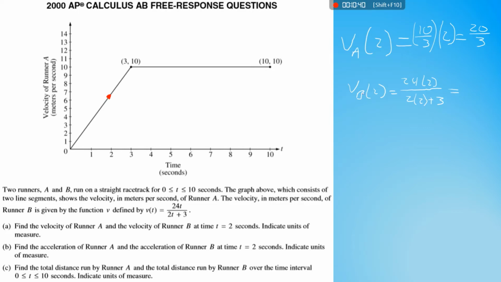And then I can solve this one as well. This is 48 over 7. Okay, what are my units? Meters per second.